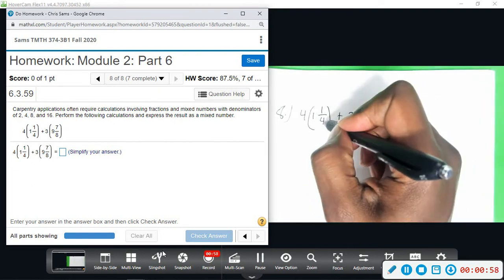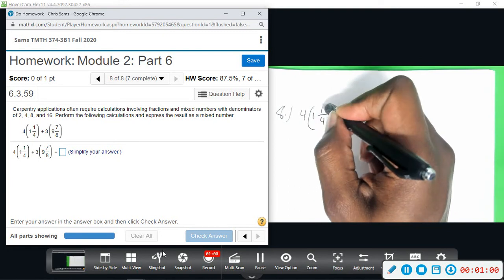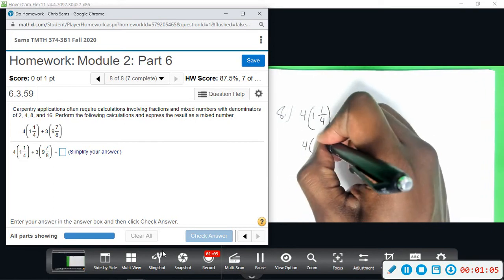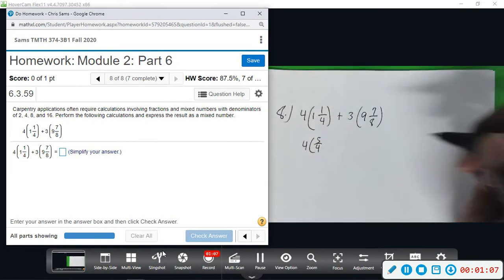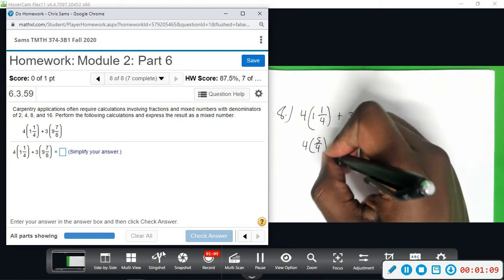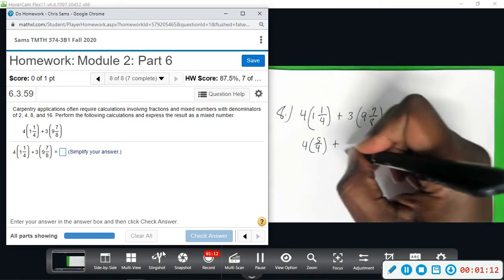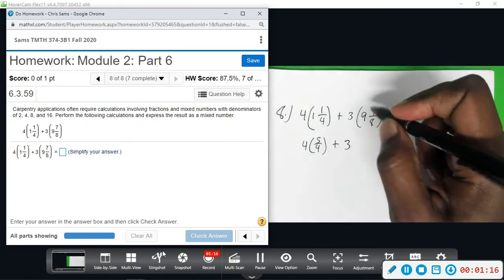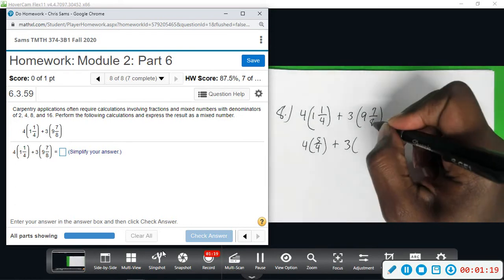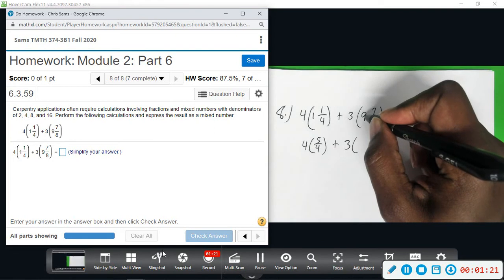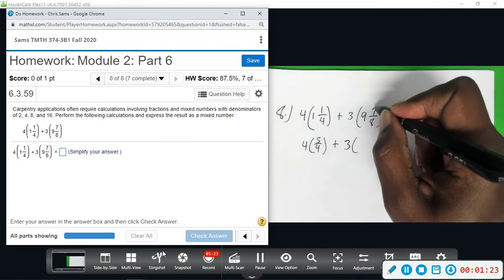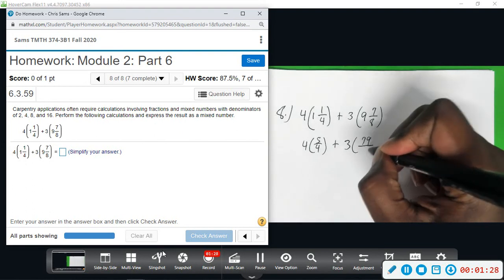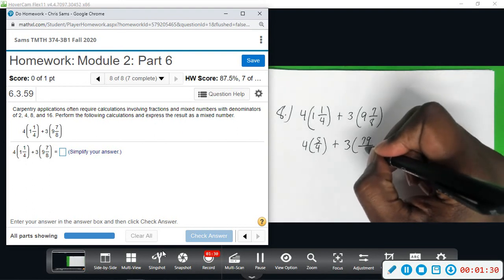So we're going to do 4 times 1 plus 1, that will give us 5. So we have our 4 times 5 over 4. And then we're going to be adding 3 is going to be multiplied by 8 times 9, which is 72. 72 plus 7 will give us 79 over 8.